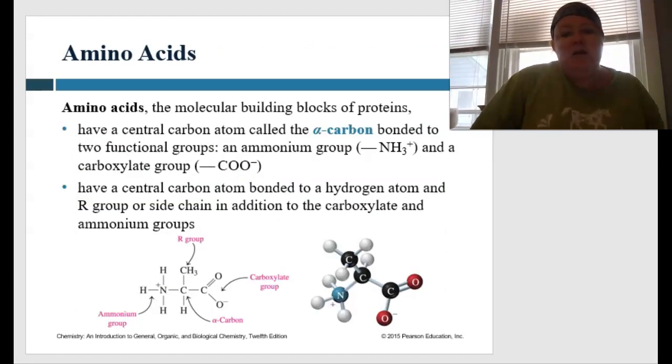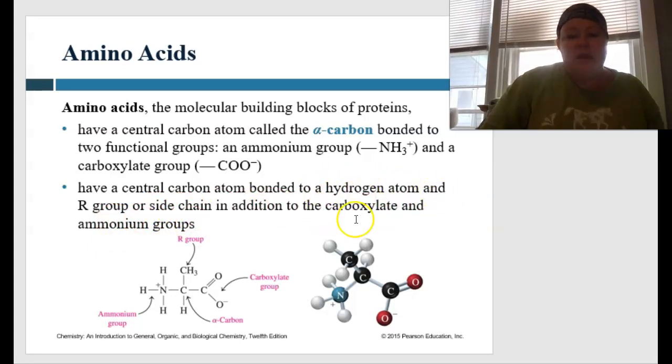So amino acids are the molecular building blocks of proteins. They have a central carbon that's called the alpha carbon, and this is bonded to two functional groups. One is called the ammonium group, and the other is called a carboxyl group or carboxylic group. They also have that central carbon bonded to a hydrogen atom and an R or a side chain, in addition to the carboxylic acid or the amino acid group. So I call this the carboxyl group and the amino group.